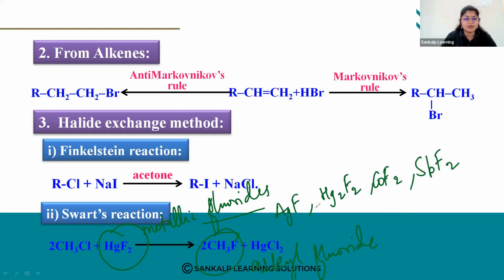So what is happening? Alkyl chloride or bromide is heated with metallic fluorides to obtain alkyl fluorides. This is known as the Swarts reaction. So the Finkelstein reaction is the best reaction for preparing iodoalkanes. The Swarts reaction is the best reaction for preparing fluorides. So these are the two halide exchange methods.